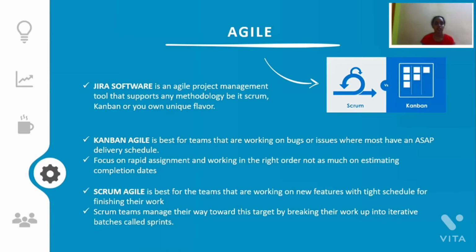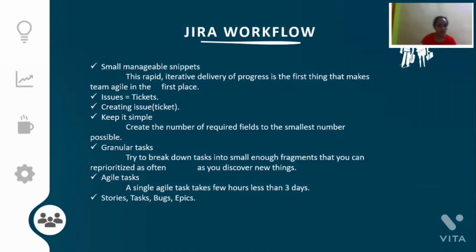Okay, now let's look into Jira workflow. There are a few stages that the workflow has to go through. First one is small manageable snippets. It could help to ensure that the work can be delivered to the customer and stakeholders as quickly as possible. This rapid iterative delivery is the thing that makes the team agile in the first place. Okay, the next thing is ticket, which is also an issue. While referring to all the bits of work in the system, Jira uses the word issue, which is also known as ticket in our daily life.